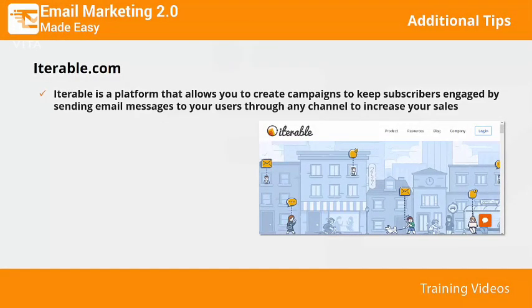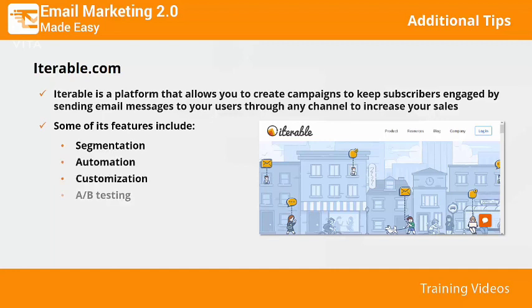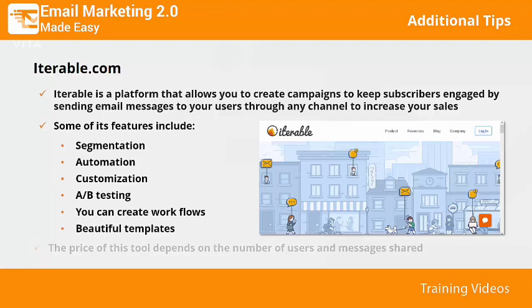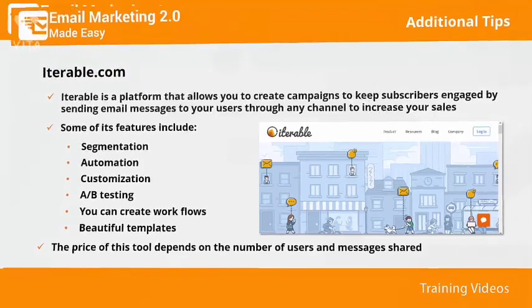Iterable.com. Iterable is a platform that allows you to create campaigns to keep subscribers engaged by sending email messages to your users through any channel to increase your sales. Some of its features include segmentation, automation, customization, A/B testing. You can create workflows and beautiful templates. The price of this tool depends on the number of users and messages shared.